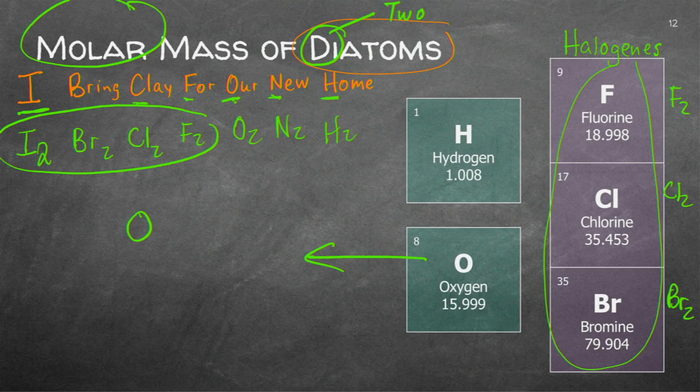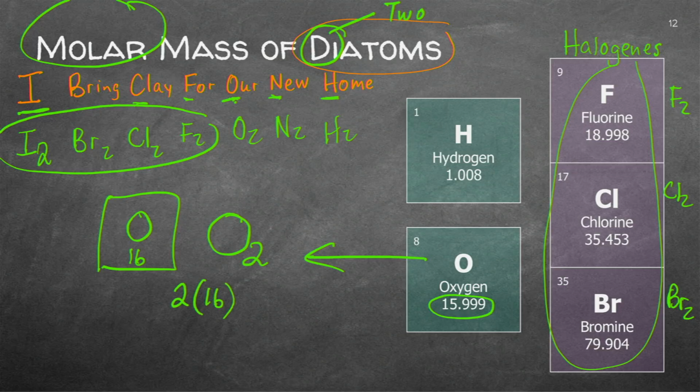Well, one oxygen, if you have a look in your periodic table, will have a number of, let's say, 16. But you know oxygen will be a diatom, so it will be 2 times 16, because it'll look something like this. This one will be 16, that one 16. Therefore, 32 grams per mole.